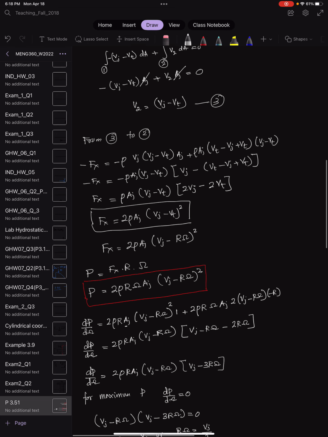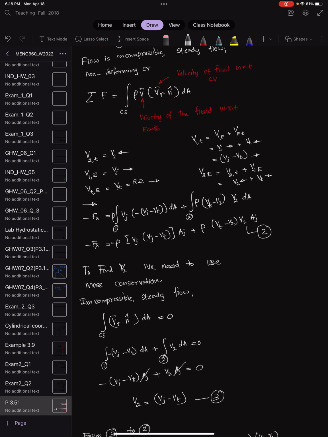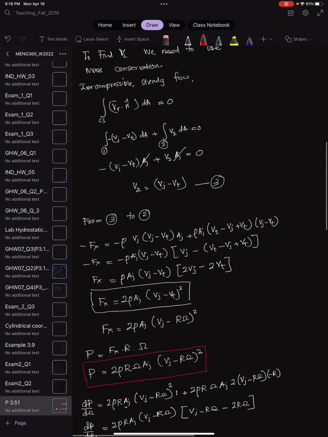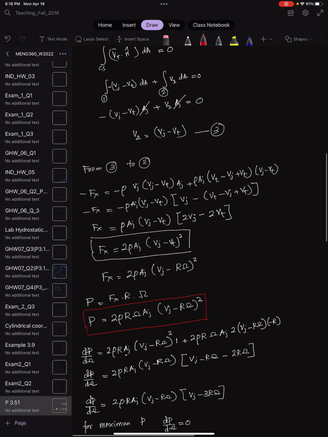So the key is to identify these velocities here, the relative velocities, and to note that this velocity is with respect to the control volume and this velocity is with respect to the earth. Okay, so that's all. Thank you for watching.